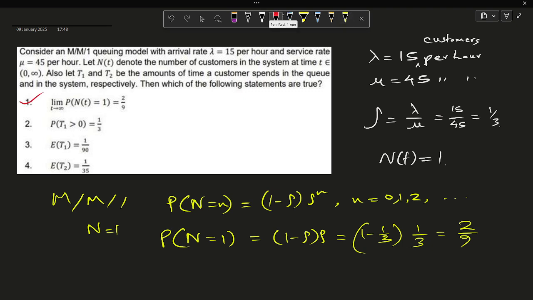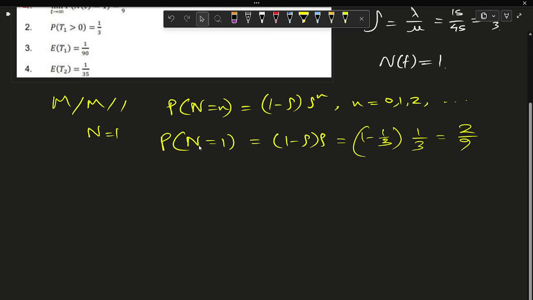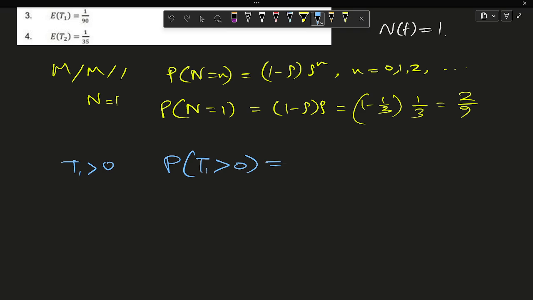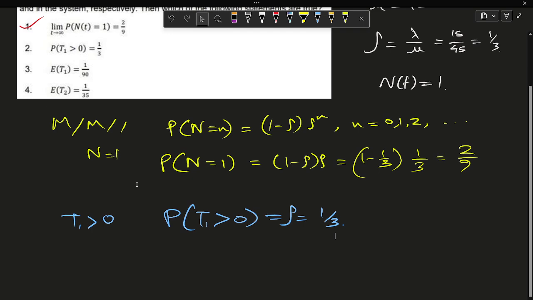Now we have to think about option 2. The probability that T1 is greater than 0 is equal to 1/3 as given in option 2. The time spent in the queue T1 is positive only when the server is busy, which happens with probability rho. So the probability that T1 is greater than 0 is equal to rho, and that is equal to 1/3. So our statement 2 is also true. Now we have to think about options 3 and 4.